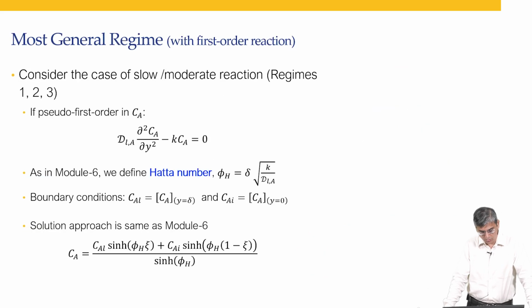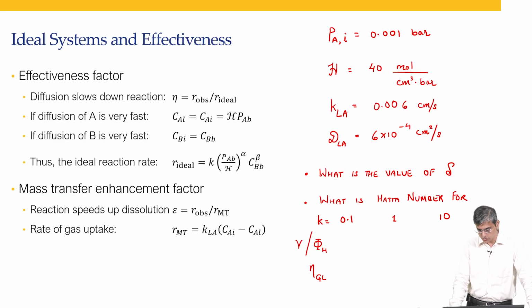Okay. So, skipping the overall derivation, if the reaction is first order in A, okay, and 0 order in B, okay. When is it 0 order in B? Let us say, in this particular example, the concentration of A is 0.001 bar, okay, and therefore the concentration of A at the interface in the liquid is going to be 0.001 multiplied by 40, okay.